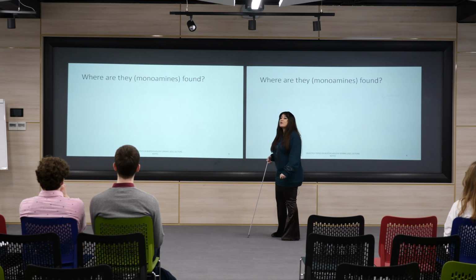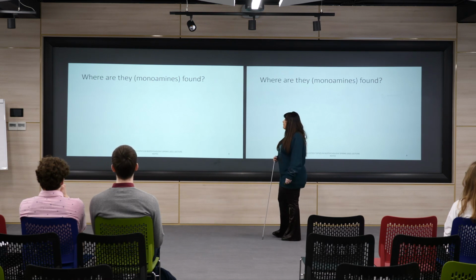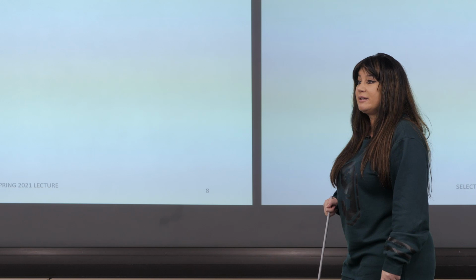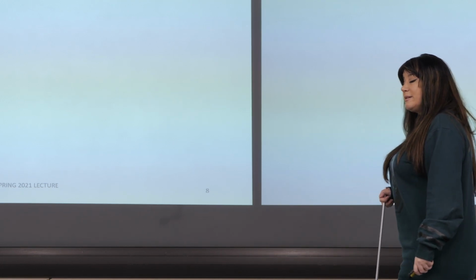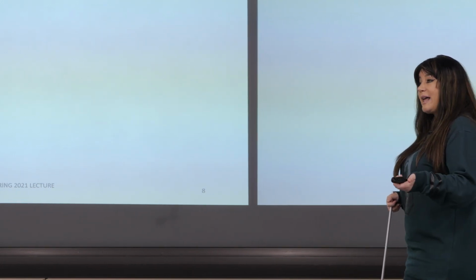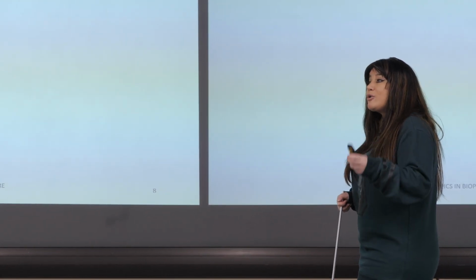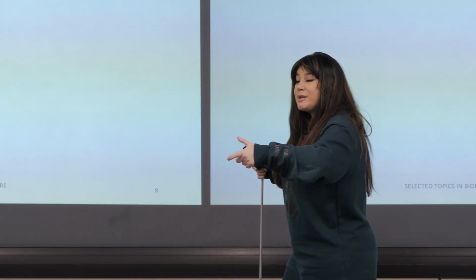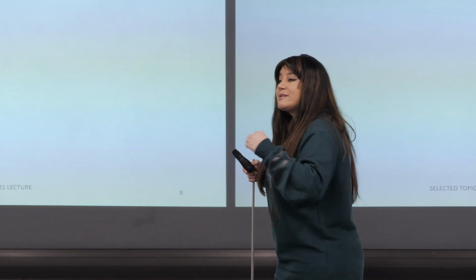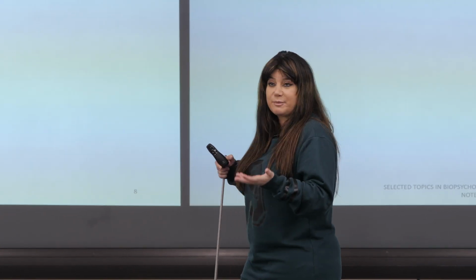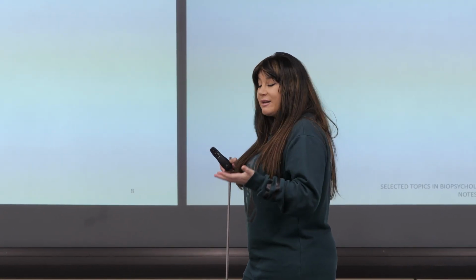But where are those monoamines found? Where are they located in the brain? Any opinion? So we understand that there are some monoamine neurotransmitters. We understand that most of the antidepressant drugs somehow modulate monoamine neurotransmitters. That's why there is a relief of symptoms of depression. And where are they found in the brain?